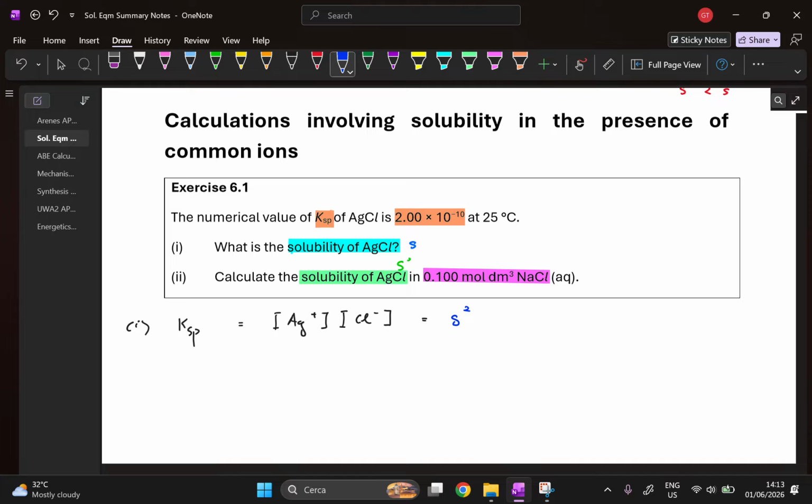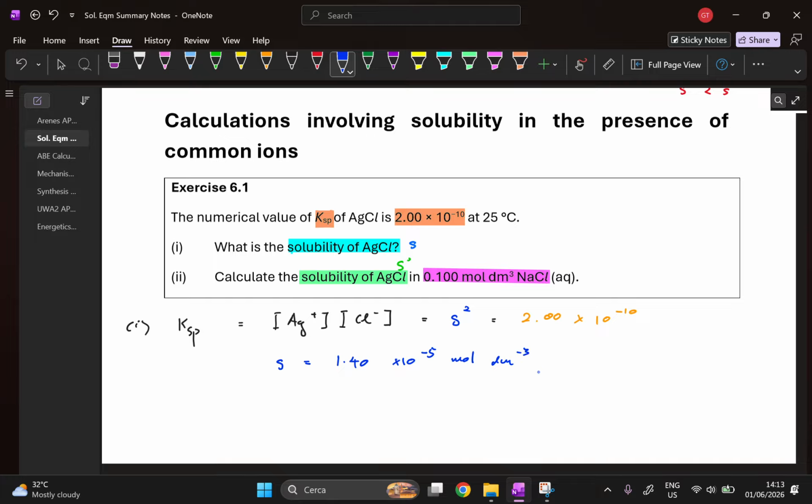S squared, because whatever this solubility in mole per dm cube is, when 1 mole of AgCl dissolves in water, that is how much the concentration of each of these ions is going to be. So that's why it's S squared. And we are given this is going to be equal to 2.00 times 10 to the minus 10. So as a result, I can just solve for S by taking the square root. S is just going to be 1.40 times 10 to the minus 5 mole per dm cube.